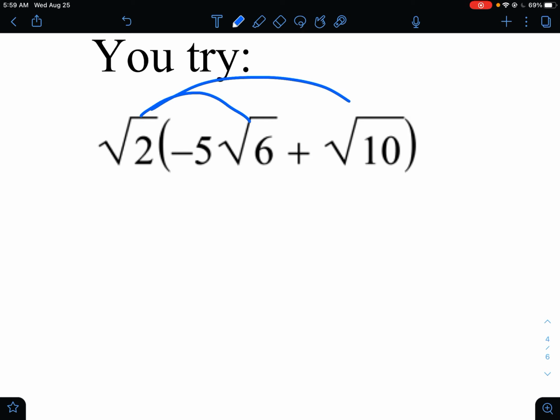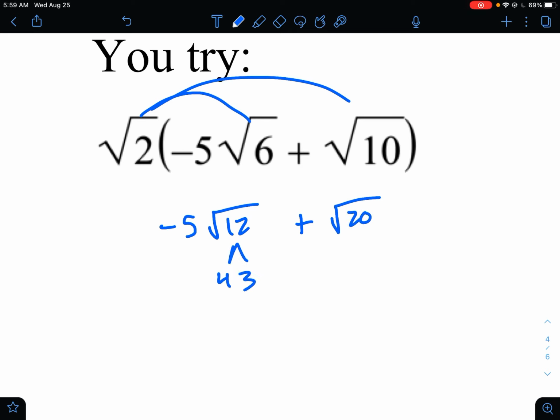Alright, so you can distribute this root 2 to both of those. It doesn't get multiplied by the 5, or by the thing in front. So on the first one you got negative 5 root 2 times 6, which is 12. And on the second one, you're going to get root 20.